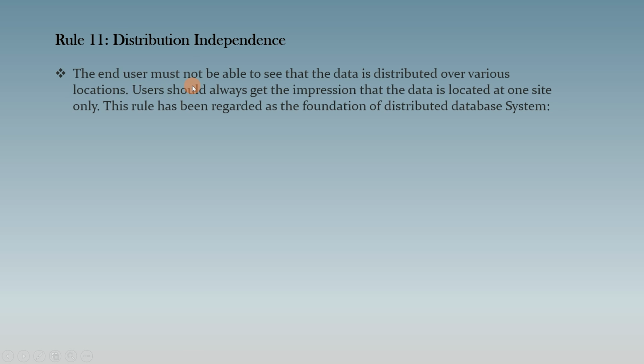Rule number 11, distribution independence. The end user must not be able to see that the data is distributed over various locations. User should always get the impression that the data is stored at one site only. This rule has been regarded as the foundation of distributed database system.